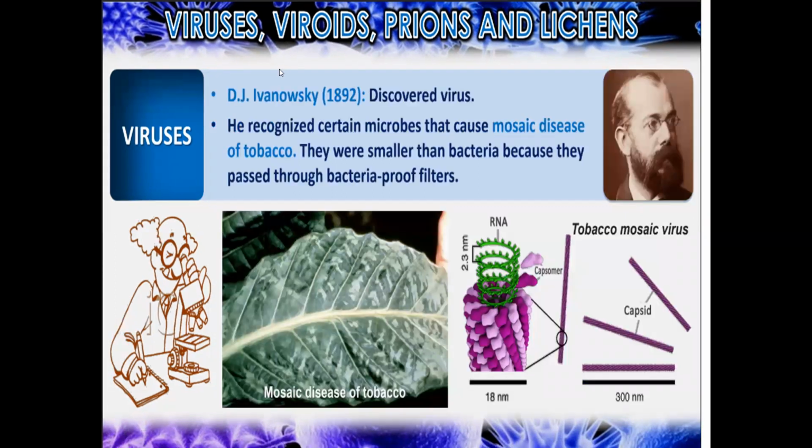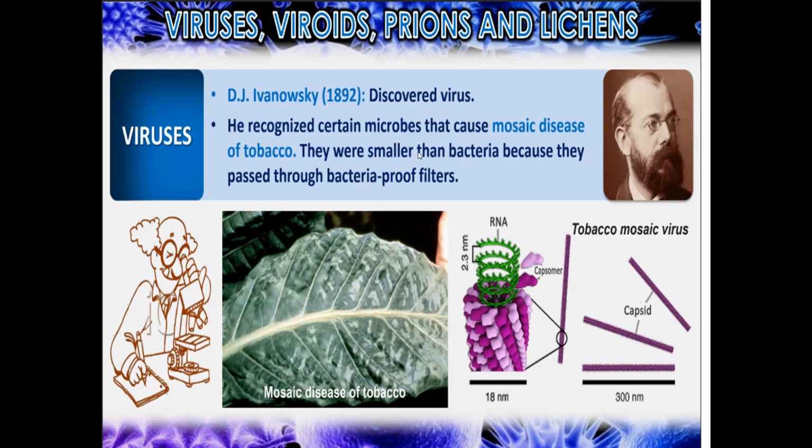Next, D. J. Ivanovsky discovered the virus. He was the first to discover it. He recognized certain microbes that cause mosaic disease in tobacco. What is mosaic? Mosaic means some design or pattern, like the tiles you get in different designs. The leaf looked like it had a nice design, as if you made a tile of it, so it was called mosaic disease of tobacco.